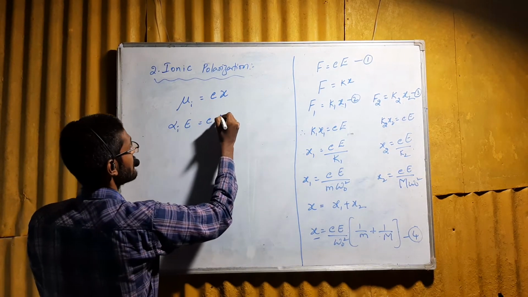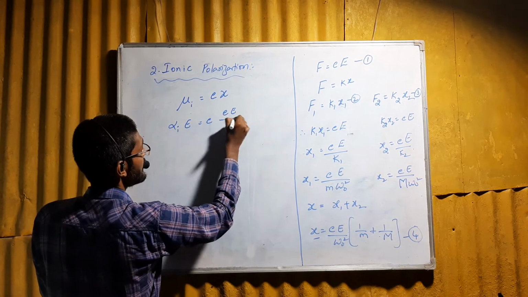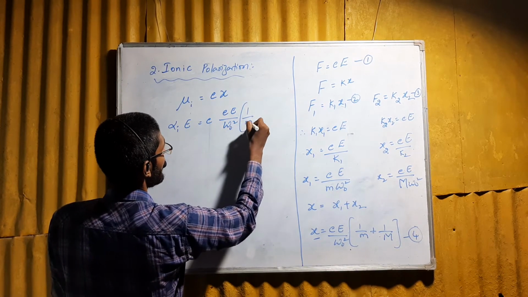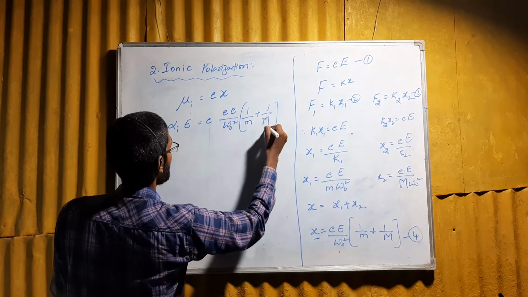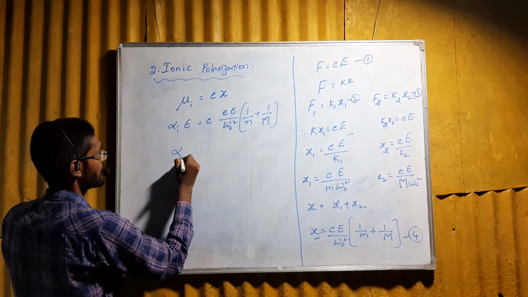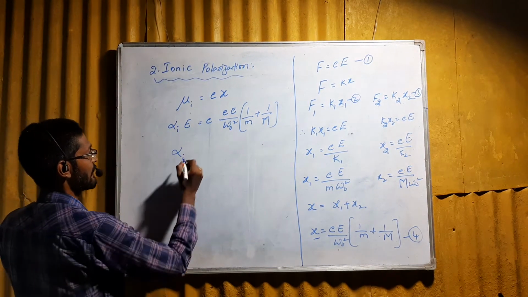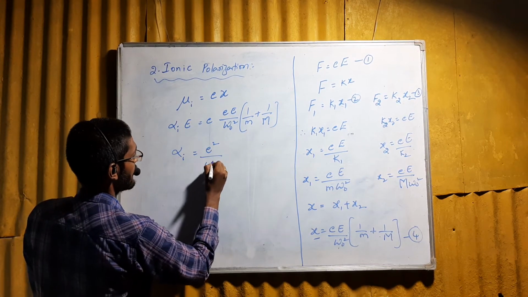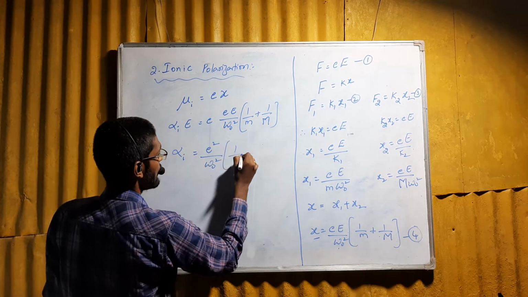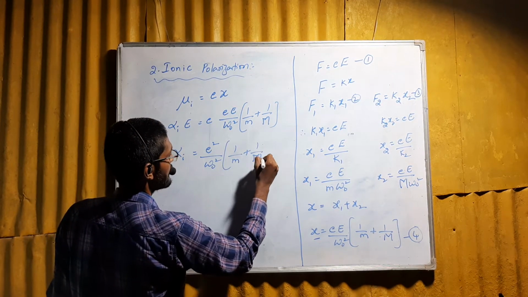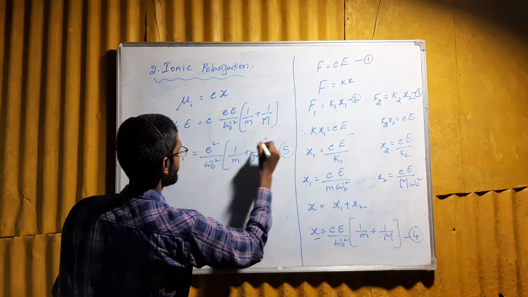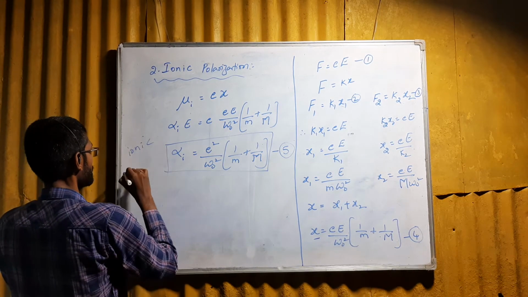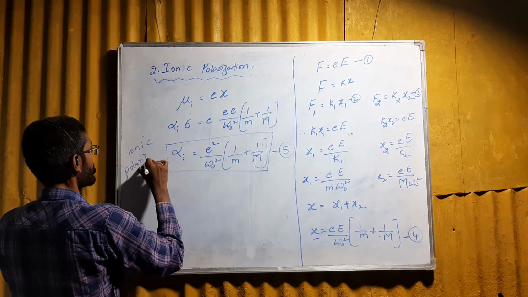x can be given as small e capital E by omega square into 1 by small m plus 1 by capital M. So ionic polarizability alpha I can be given as alpha I is equal to e square by omega square into 1 by m plus 1 by capital M. Name this as equation number 5. So equation 5 represents ionic polarizability.